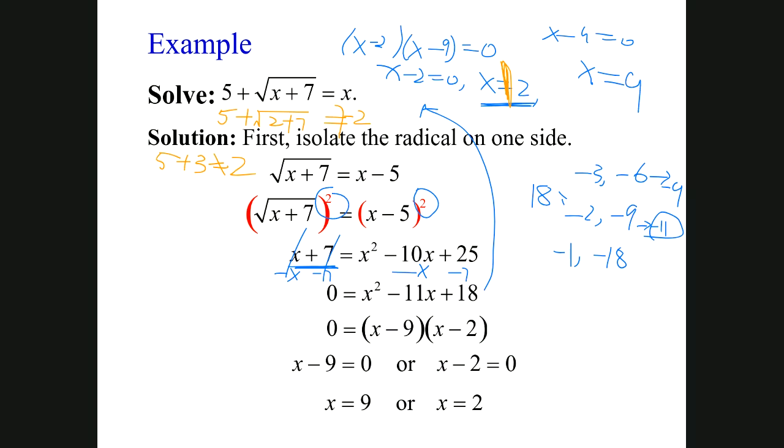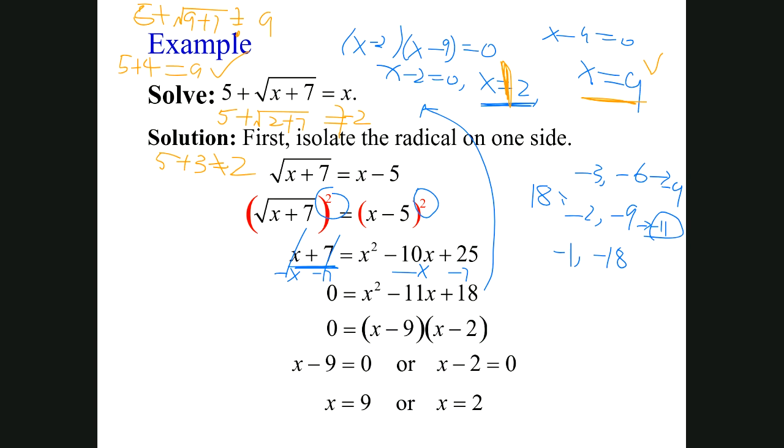Okay, let's check this one again. 9, so I have 5 plus the square root of 9 plus 7, replacing x by 9. Are these two equal? Looks like it. So we have 9 plus 7 is 16. The square root of 16 will be 4, right? So yes, 4 plus 5 is equal to 9. So this is the only answer here. Look at that, we can only have one answer for this equation. That's why you have to check.